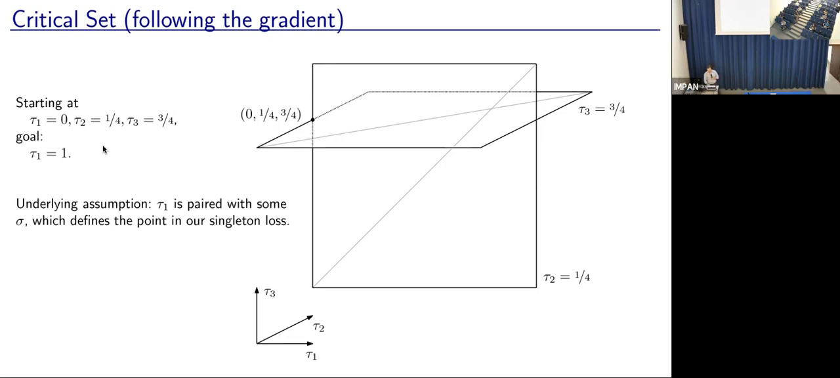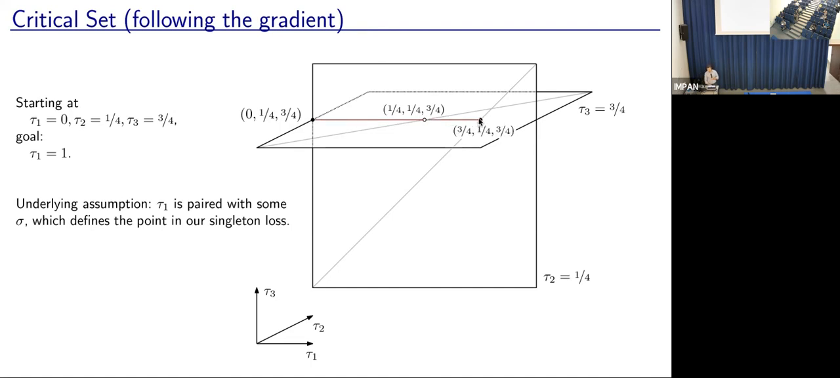If you just follow the gradient of this loss, it will tell you that you have to increase the value of tau 1 until it becomes equal to the value of tau 2. Then there are two possibilities. If you switch the order, tau 2 becomes paired with sigma, and then it's tau 2 that I have to move, or it doesn't become paired with sigma. If it doesn't become paired with sigma, then the situation doesn't change, but my loss tells me that I have to push tau 1 to the right.